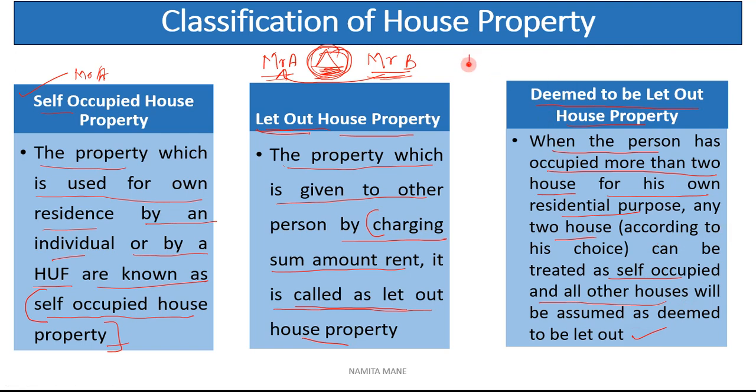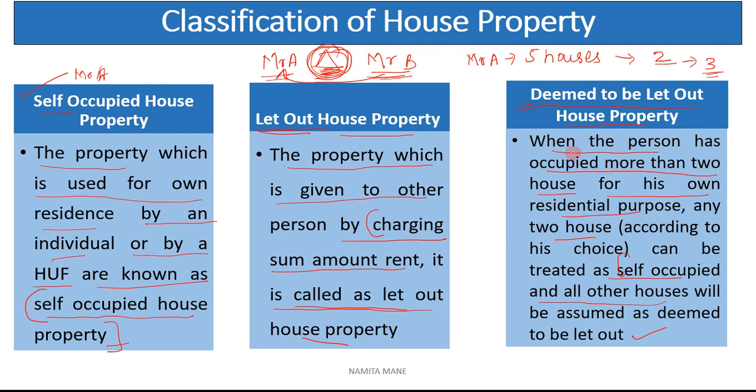Suppose Mr. A is having a total of 5 houses. Out of these 5 houses, as per the act, he can show that 2 houses will be self occupied and the remaining 3 houses, even if these 3 houses are not on rent basis, even if they are vacant, still as per the act, these 3 houses will be considered as deemed to be let out house property.